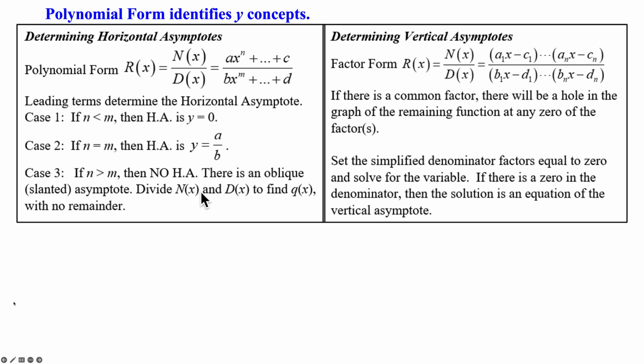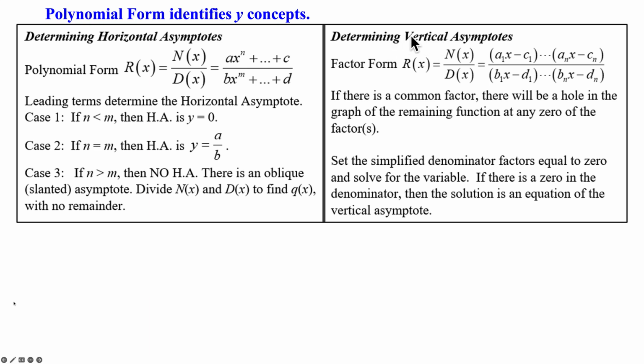You literally have to divide n of x and d of x. So d of x has to be divided into n of x, and you're going to find the quotient function, little q of x. That's why I didn't like that capital Q of x. And we don't want to look at a remainder. Don't worry, I'll give you an example of that in a second.